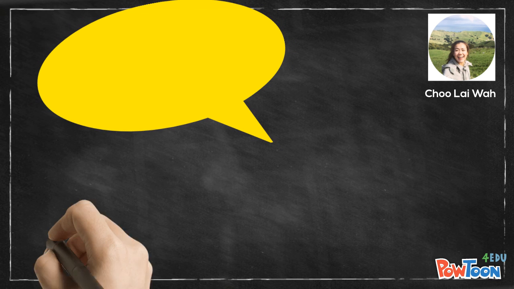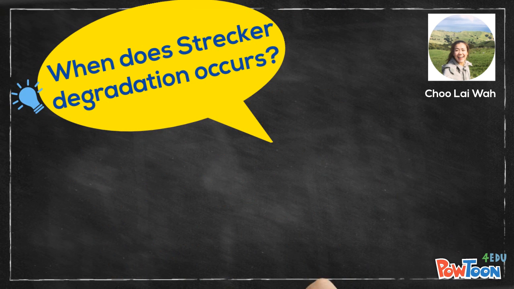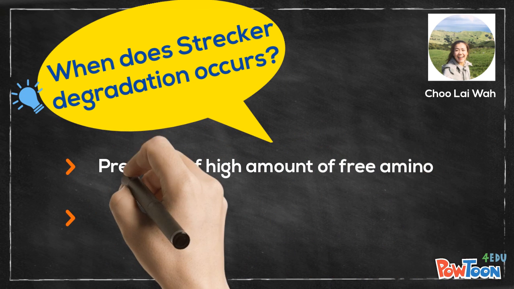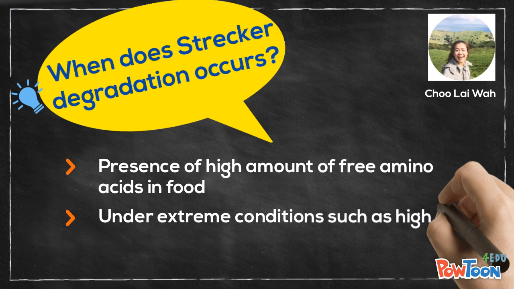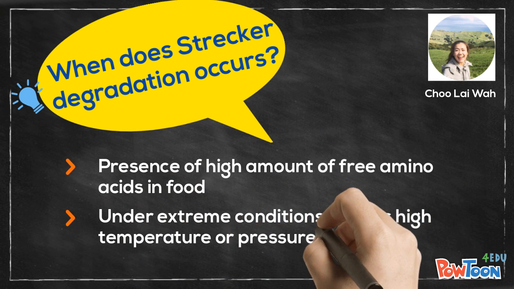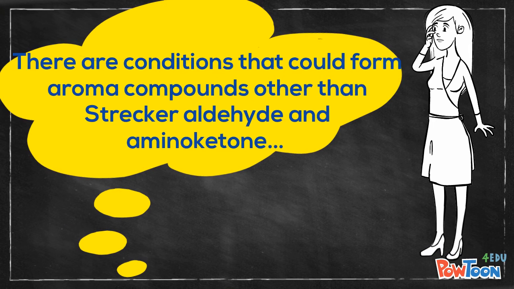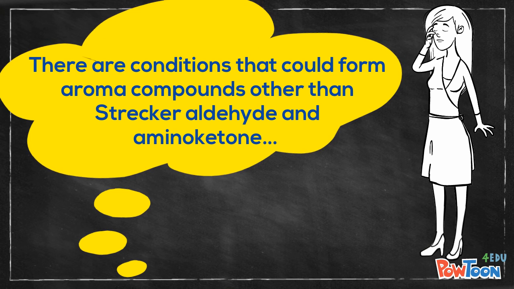We have gone through the mechanism of Strecker degradation, and now we wonder when the Strecker degradation occurs. Strecker degradation occurs when there is a presence of high free amino acids in food, or it can happen under more extreme conditions such as higher temperature or under pressure. There are some conditions that could form compounds other than Strecker aldehyde and aminoketone. Let's look at examples below.